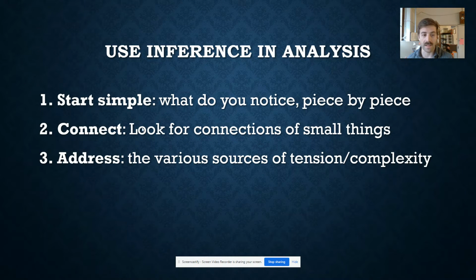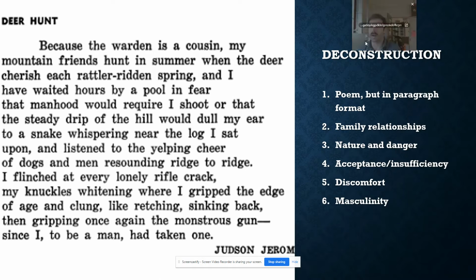And keep doing that until you start to address some of the various sources of tension or complexity within a work. That's where we're going to start getting to what a poem or a short story or an article is really about, when we start recognizing this idea of complexity within the different observations that we've made. So let's take a look back at our poem, Deer Hunt, again. As I read this, it is kind of a complicated poem. There's a lot going on here. So let's deconstruct it first.